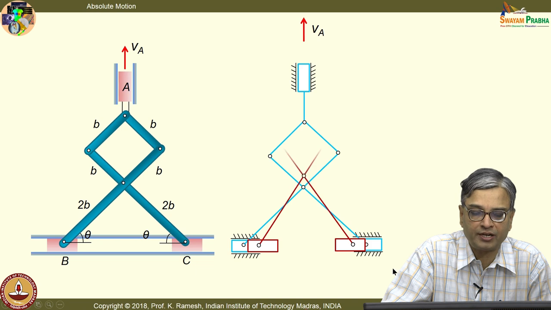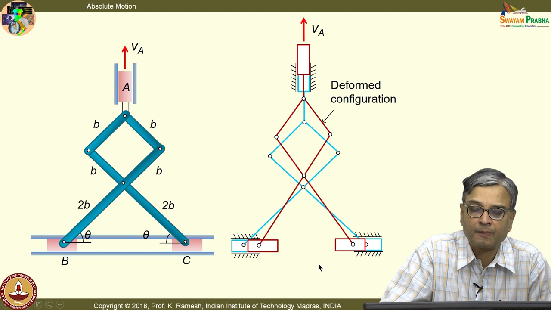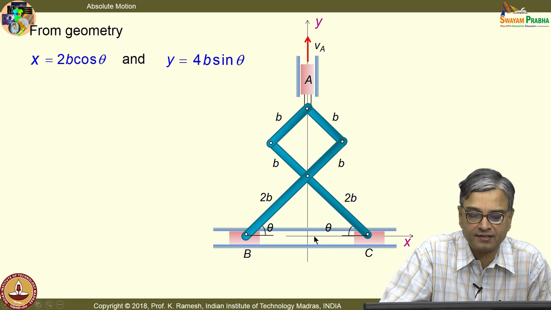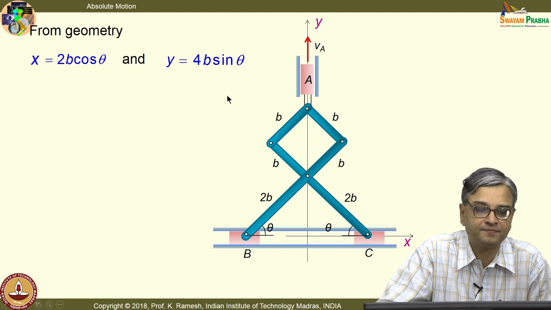These are all pin jointed members, very easy to visualize the deformed configuration, and we get on to the mathematics. We can write x as 2b cos theta, and y, this height, I will write as 4b sin theta, the job is done.